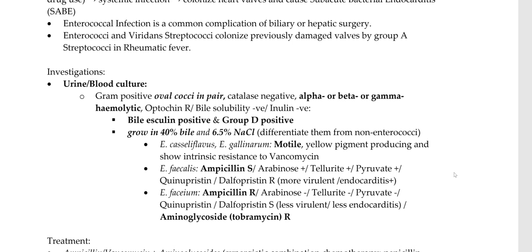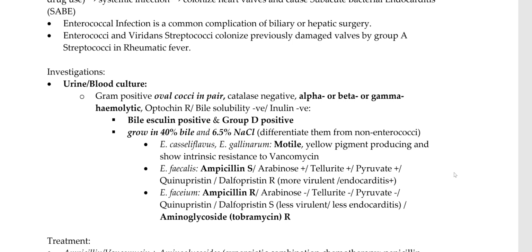Now, there are many species of enterococci, but there are only two motile enterococcus. Usually cocci are not motile, but these two are motile, that is Enterococcus casseliflavus and Enterococcus gallinarum. Why am I going into so much detail about this? Because these two species show intrinsic resistance to vancomycin, and vancomycin is one of the drugs which is commonly used to treat enterococcal infection. So we have to be sure that these two species are not the enterococcus which is causing infection in the patient. Sometimes they show yellow pigments on growth.